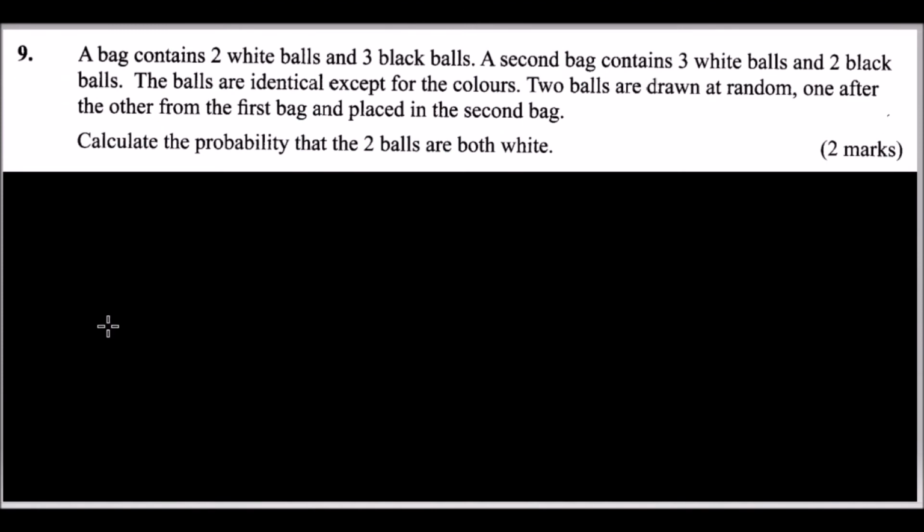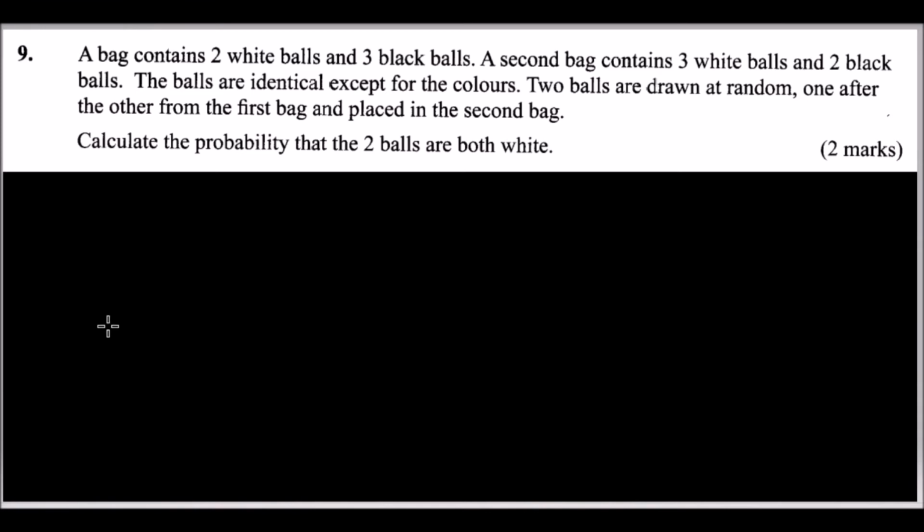Question number 9 is on probability. We are told a bag contains 2 white balls and 3 black balls. A second bag contains 3 white balls and 2 black balls. The balls are identical except for the colors. 2 balls are drawn at random, one after the other from the first bag and placed in the second bag. Calculate the probability that the 2 balls are both white.